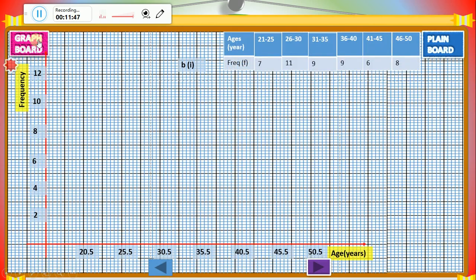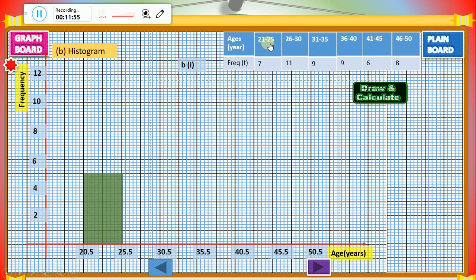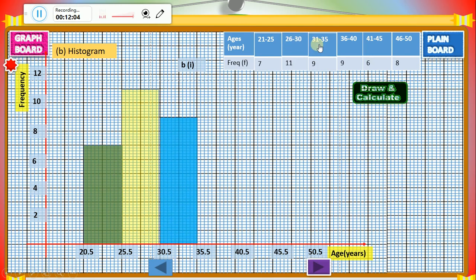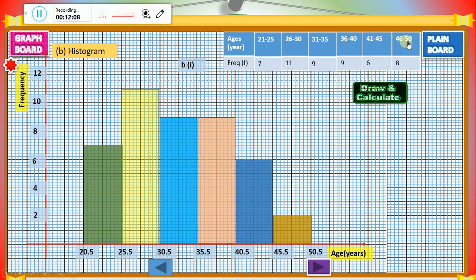Then we choose our scale. Then we're now going to draw the histogram. That's the histogram, or the block diagram, for the first class, second class, third class, fourth class, fifth class, then the sixth class. Then we're now going to calculate the mode.